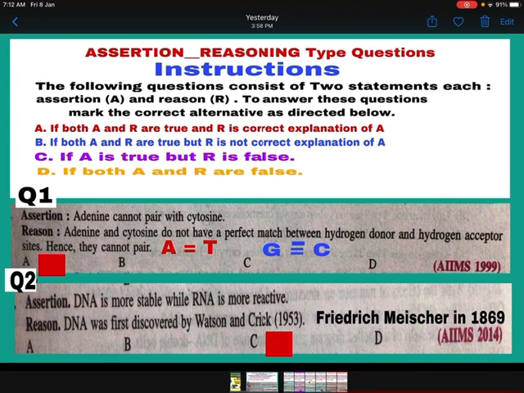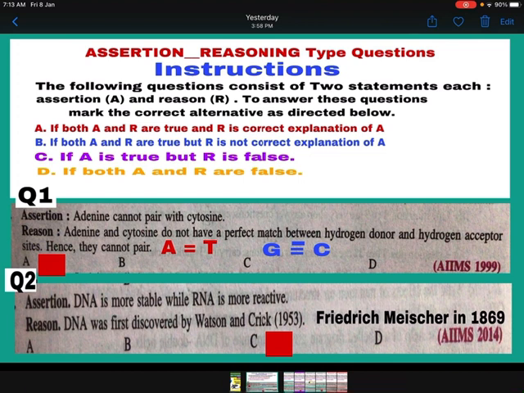Okay. Now come to question number 1. Assertion: Adenine cannot pair with cytosine. Correct statement है ये. So किससे पेयर करता है adenine? Adenine always pairs with thymine and guanine pairs with cytosine. So adenine cannot pair with cytosine is a correct statement. Reason देखिए: Adenine and cytosine do not have perfect match. कौन सा perfect match नहीं है दोनों के बीच में? Between hydrogen donor and hydrogen acceptor site. This is the correct statement and hence they cannot pair. And this is the correct statement as well as the correct reason.